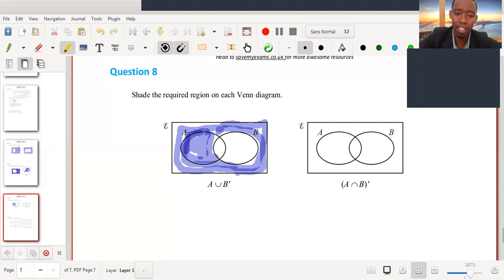Since it's union A, we also shade the whole A. So this part also must be there. So this is the answer. Then here, A complement. Don't touch the intersection of A and B. We just go outside the intersection. So where is it? It must be in A and B. So it should be here, this part here.